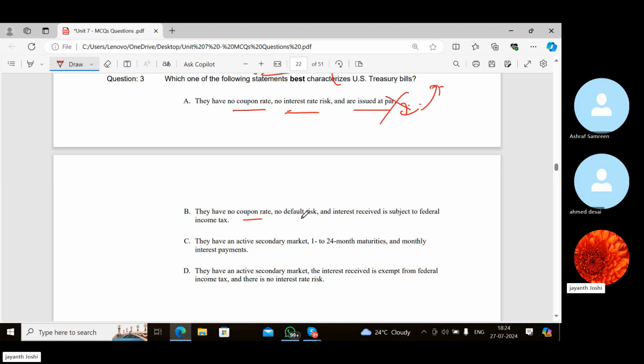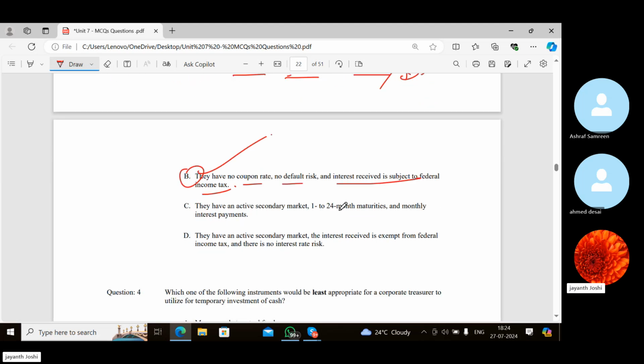They have no coupon rate, no default risk, of course, and interest is subject to federal income tax. Yes, at that time it will be taxed. They'll deduct the tax and give the interest to you. They have an active secondary market, 1 to 24 months? No, this is only for within 1 year. I think it is not exempted from federal income tax. They tax it. It's taxable.